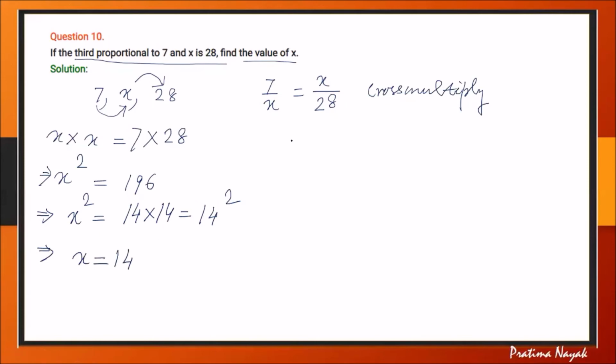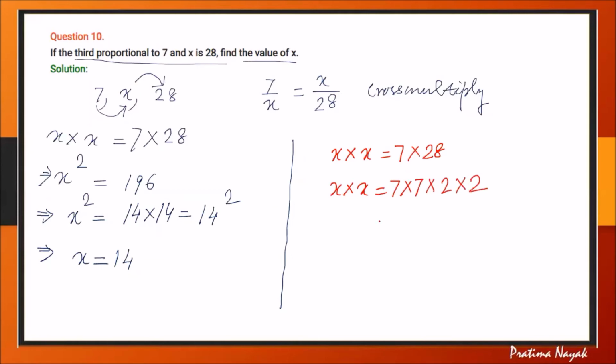Or if you can think of in another way, if you have not learned the squares, I can show you the process. What is it? X multiplies x is equal to 7 multiplies 28. I'll break your 28 in this form. How? 7 into 2, 2. So I can write x multiplies x is equal to 14 multiplies 14. So what will be x? X is equal to 14. So value of x is 14 by any method. If you can learn this method, this is good.